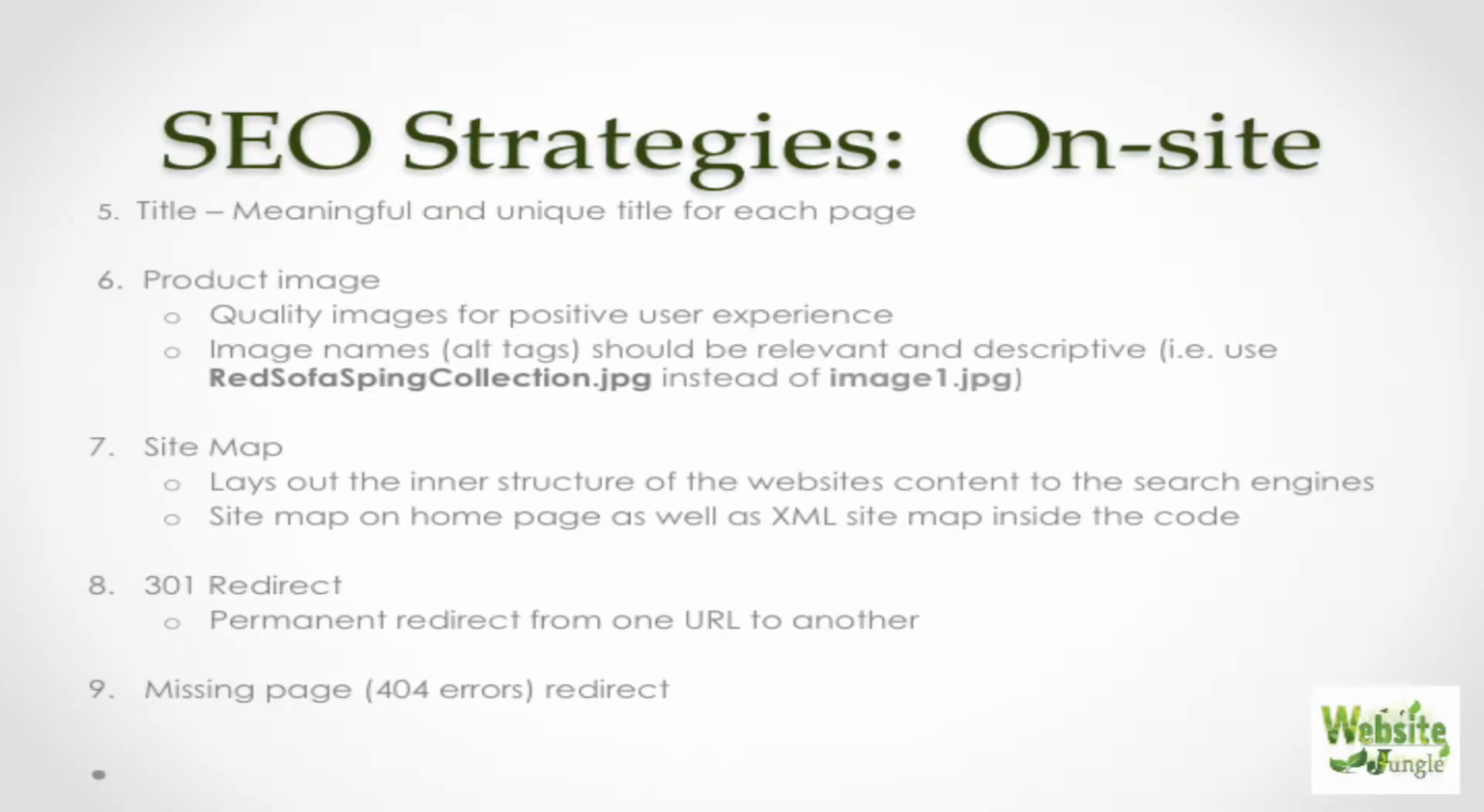We talked about product images. Not only are quality images good for user experience, but you also want to alt tag them, which is nothing but the name. So red sofa spring collection .jpg instead of just image1.jpg.